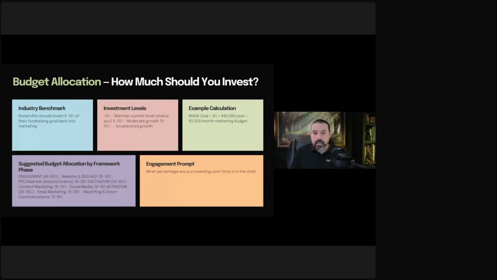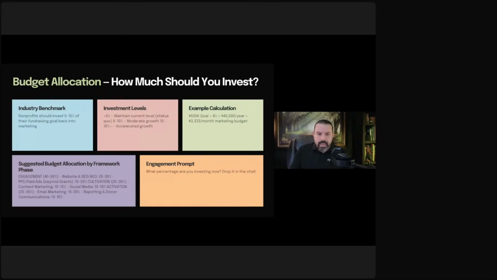An example here: if you have a $500,000 a year goal, 8% of that is $40,000 a year. So your marketing budget should be about $3,333 a month. And that's your combined marketing budget. That's everything: digital, your mail outs, everything. So it's not just your digital marketing.